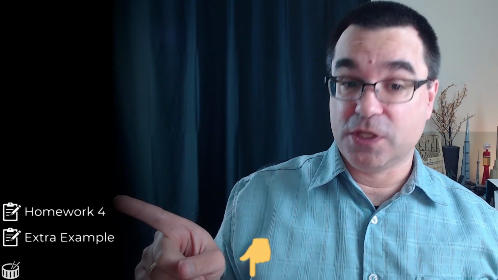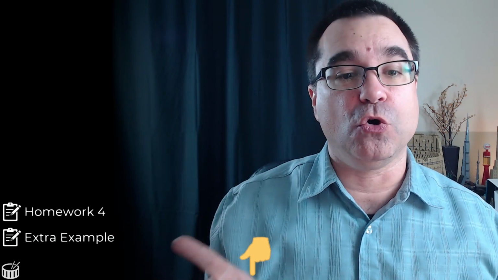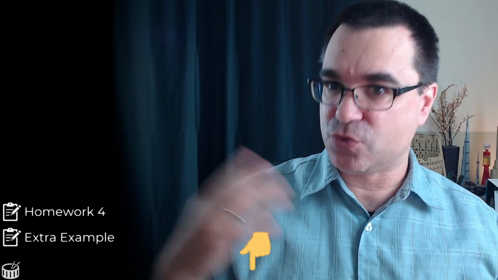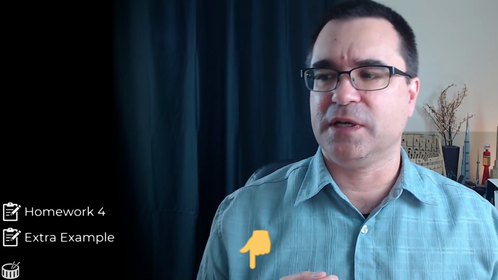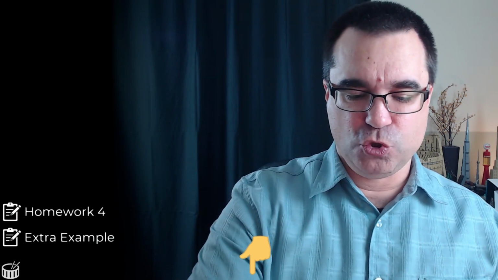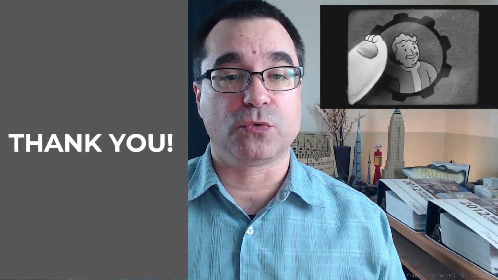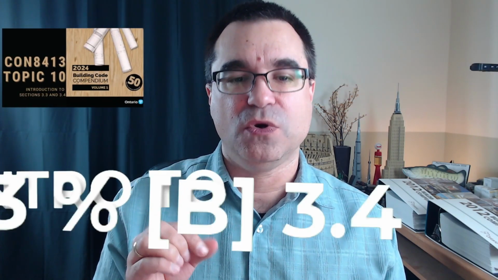Hey, that means that we're done. Okay, so you can do homework 4 now, and I want to remind you that in the description below, I'm going to link for you this extra example that deals with the over 100. I think I'm going to do it for an industrial major occupancy, okay? And then stay tuned then for the next topic that we're going to be covering, which is going to be an introduction to sections 3.3 and 3.4.